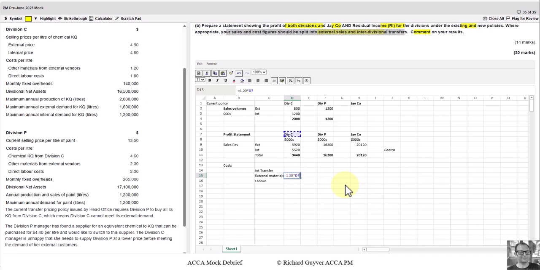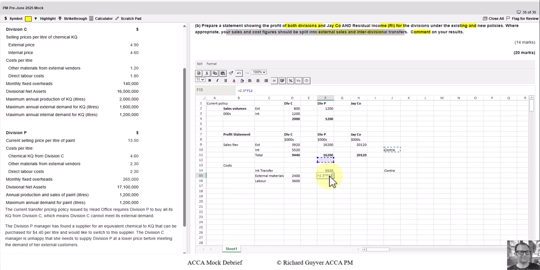And this time I need to make sure it's on the total volume, not just the parts sold externally. They need materials and labour on all of the chemicals, not just the ones that are sold externally. Likewise, labour is 180. For Division P, that should match that. And again, I'm going to put this contra comment next to it.